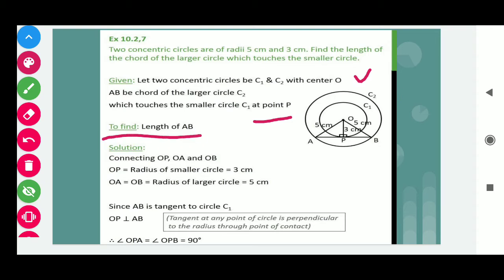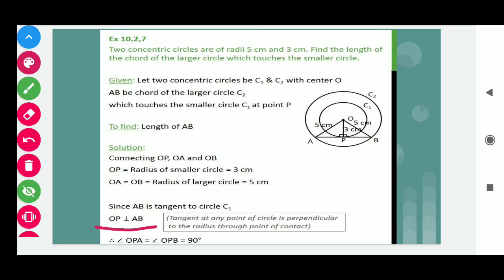Solution: join OP, OA and OB. You can see here in the diagram OP, OA and OB. OP is the radius of the smaller circle, so it must be 3 cm. OA and OB are the radii of the larger circle, so they must be 5 cm. Since AB is a tangent to circle C1, OP is perpendicular to AB.